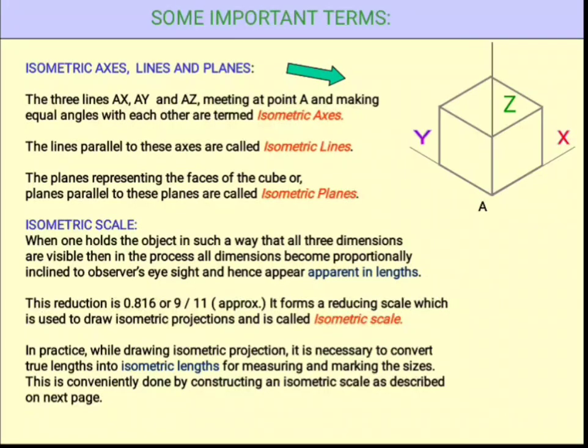Correctly telling, we can say 0.816 reduction comes. For that, in practice, while drawing isometric projection, it is necessary to convert the true length of the object into isometric length for measuring and making the sizes. This is conventionally done by constructing an isometric scale as described below.